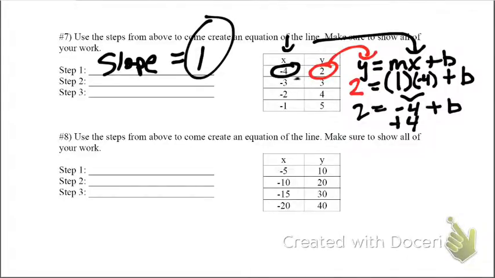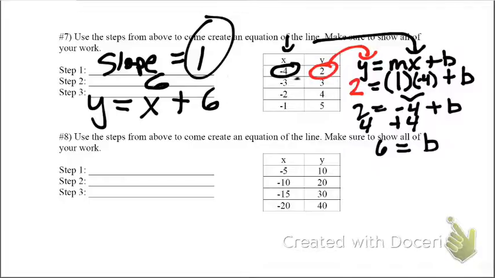To solve for b, I'm just going to add 4 to both sides. So I know that b is going to be equal to 6. So now I know that my y-intercept is a 6. So my equation is y equals 1x plus 6. Go ahead and try that method on your own for number 8. Pause the video and I'll get right back to you just so you can check it.